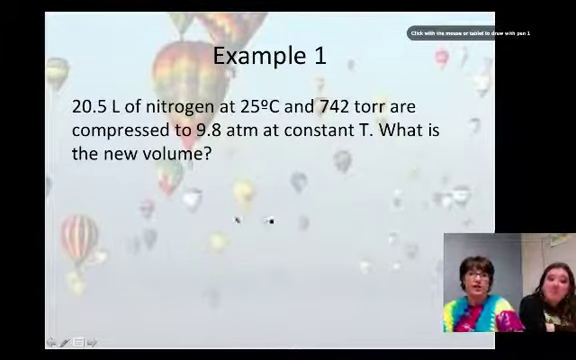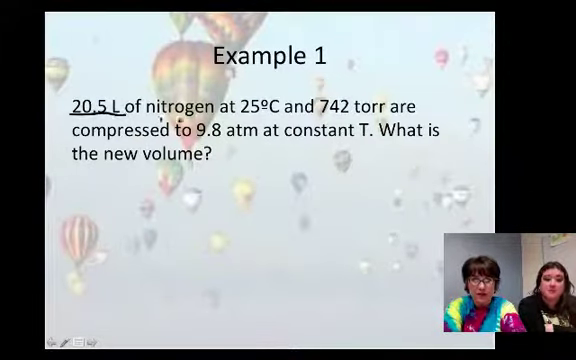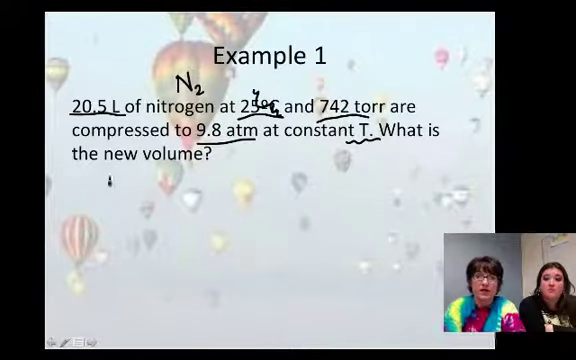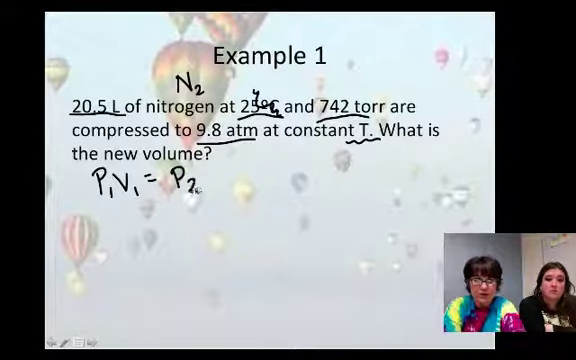In this example we have a given volume, 20.5 liters of nitrogen, N2, at a temperature of 25 degrees Celsius and a pressure of 242 torr, and it's compressed to 9.8 atmospheres at constant temperature. Since temperature is constant, I don't have to worry about it. Boyle's Law says P1 times V1 equals P2 times V2. So let's identify what's what. What was my initial pressure?